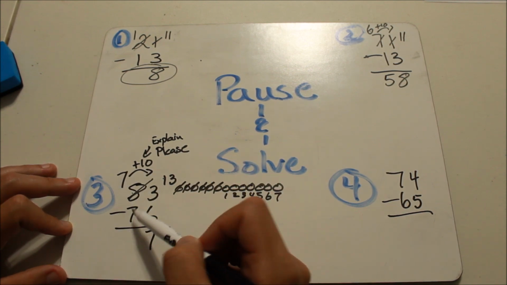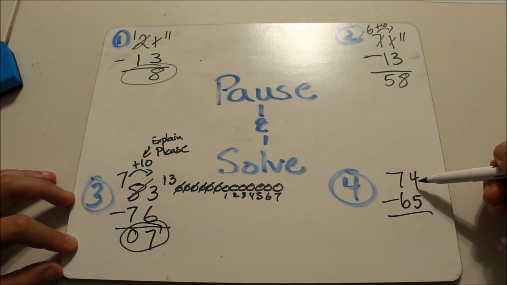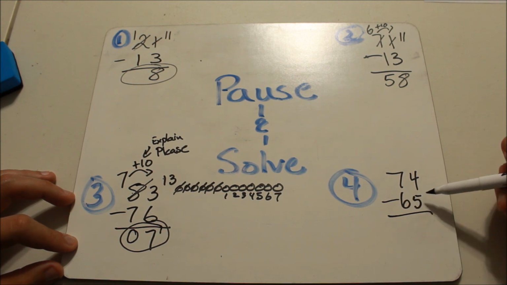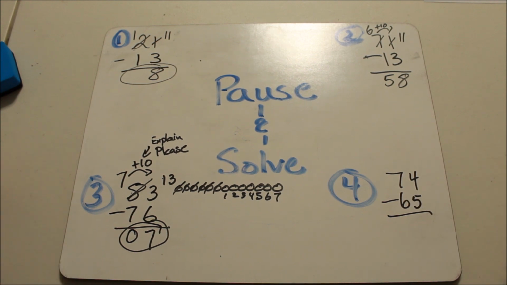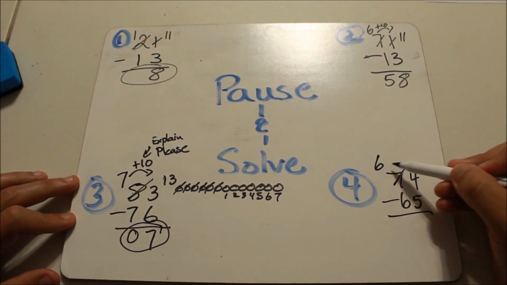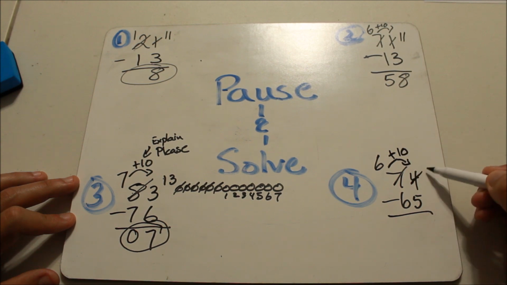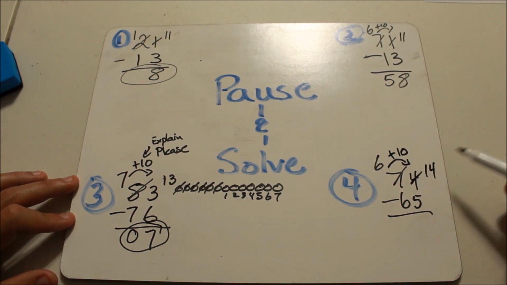And of course, 7 minus 7, 0. Do I need to put the 0? No. Last but not least, can I do 4 minus 5? If your answer is no, that means I got to go to my neighbor. Borrow 10 from my neighbor, move that over, and that's what gives me that 14.